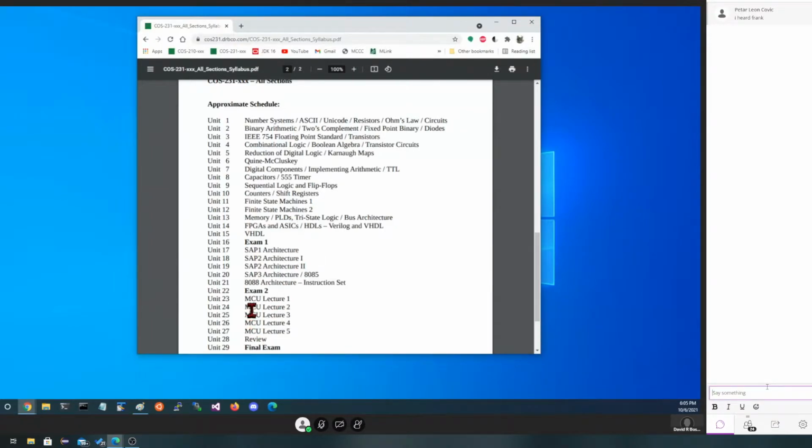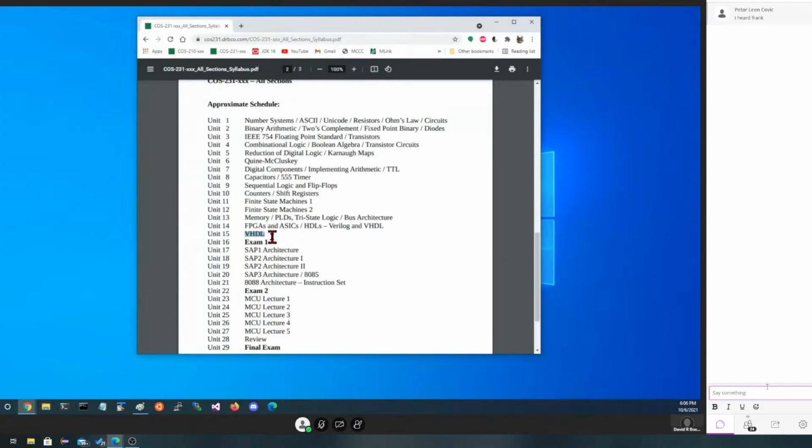Now, one of the things that we want to also pay attention to is on exam 1, we're not going to cover VHDL on the exam. That will be on exam 2 with all these other architectures. So there are a couple topics we will do before we get to exam 1, but there will not be any questions on that first exam about them. Those questions will be here.